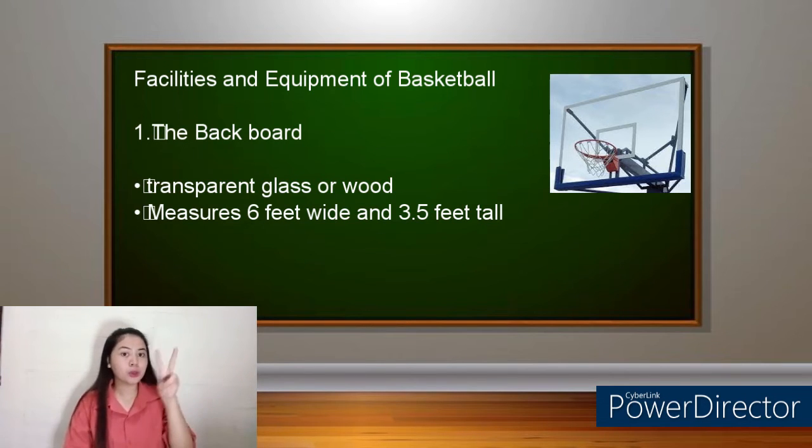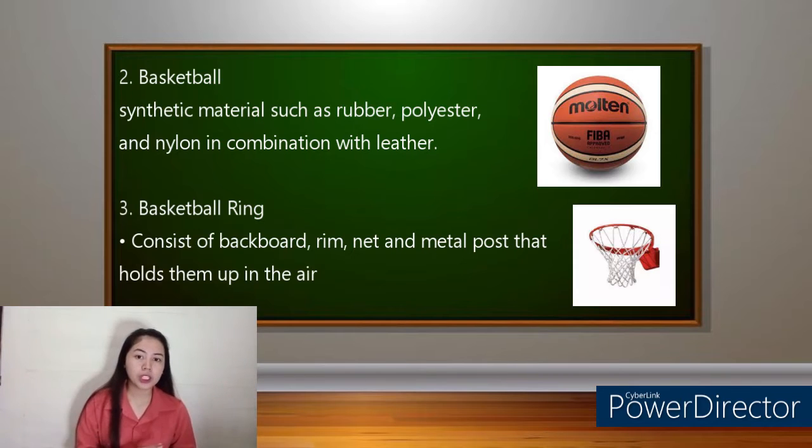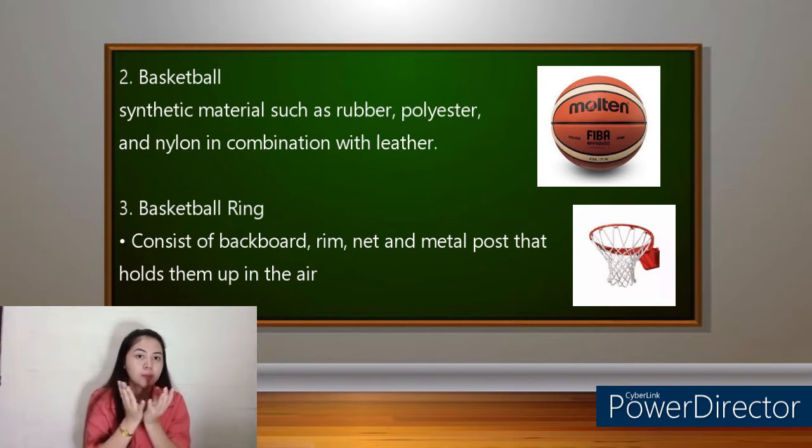And number 2, the basketball. Made of synthetic material such as rubber, polyester, and nylon in combination with leather. The pressure of the ball must be between 7.5 and 8.5 pounds per square inch. And the size of the ball measures 29.5 inches around in circumference. That is the measure of the ball.